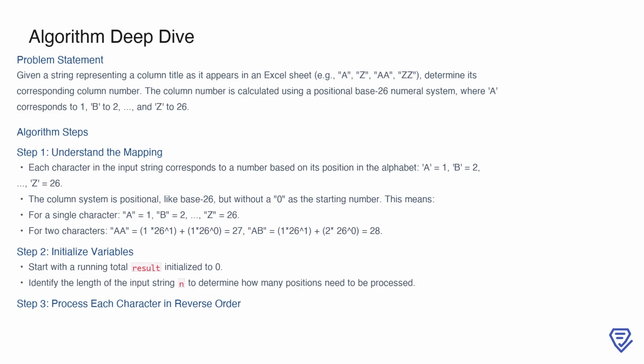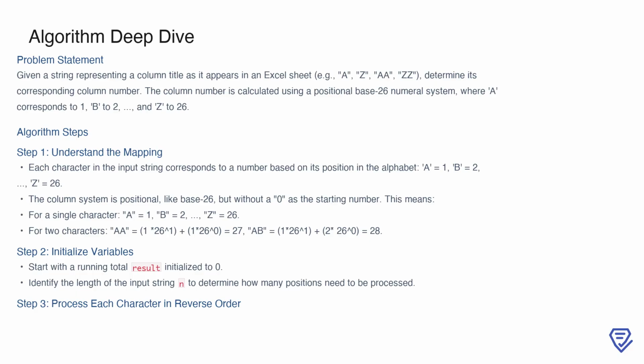In this problem, we're tasked with converting an Excel-style column title, like A, Z or AA, into its corresponding column number. The key insight here is that Excel columns use a positional base 26 numeral system, where each letter represents a digit, starting with A as 1 and Z as 26. For example, a single letter like A corresponds to 1, while Z corresponds to 26. When there are multiple letters, the value is calculated based on their positions and weights. For instance, AA represents 27 because the first A contributes 26 times its positional weight, and the second A adds 1. Similarly, AB translates to 28, as the first A contributes 26, and the B adds 2.